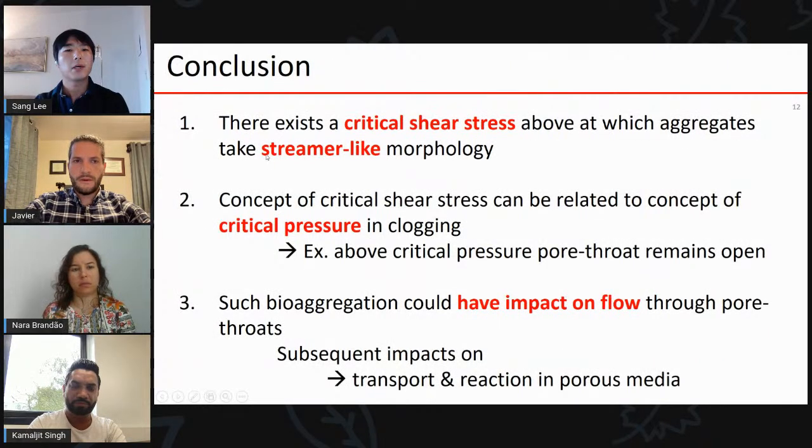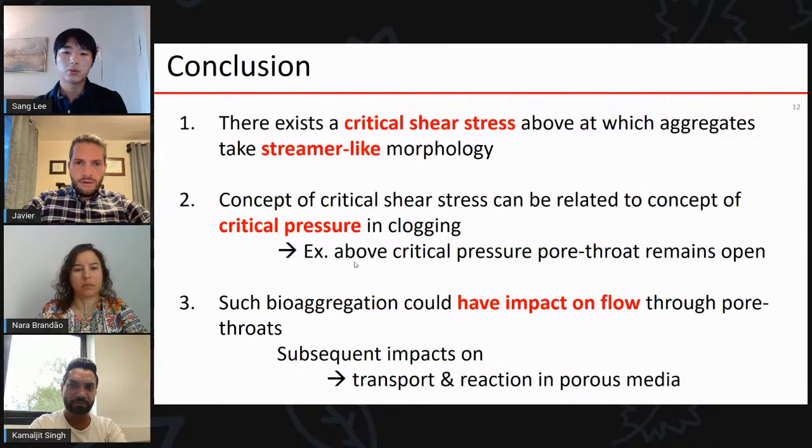So in conclusion, we found that there exists a critical shear stress above which aggregates take streamer-like morphology, and below which they form chunky biomass morphology. This concept of critical shear stress was related to the concept of critical pressure in clogging. For example, this could suggest that there is a critical pressure that needs to be maintained for a porous media containing pore throats in order to keep the pore throats open.